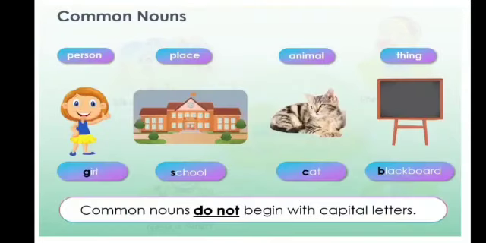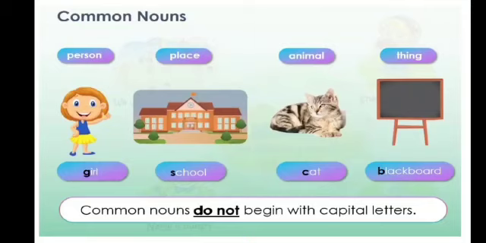Just like there are special names, similarly all nouns have common names too. These common names are called common nouns. Common nouns are names given to people, place, animal or thing. For example, girl, school, cat, blackboard. Common nouns do not begin with capital letters.